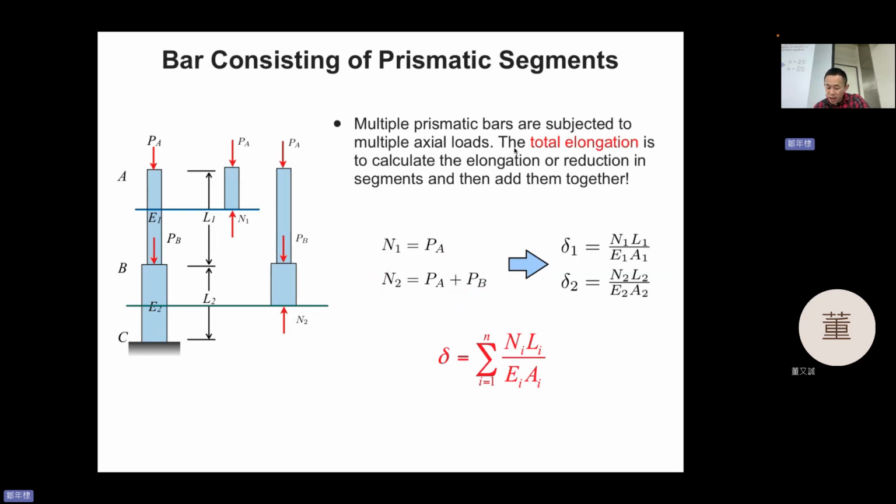And then we have N1, N2, and then we can have delta 1, delta 2. Delta 1, delta 2: N1 L1 over E1 A1 for the first section, and N2 L2 over E2 A2. And then we sum it all together.